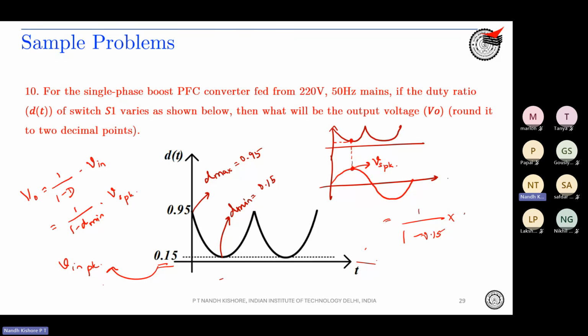Vpeak would be 220 times root 2. To find out the answer, 1 minus 0.15 is 0.85, and so I'm getting 366 volts. They have told 2 decimal places, so 0.03. Okay. Is this fine? So just take the operating point and from that itself you can find out.